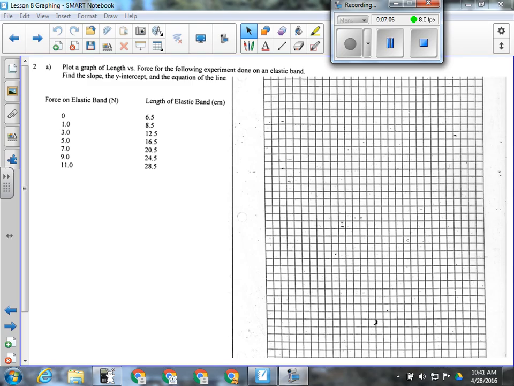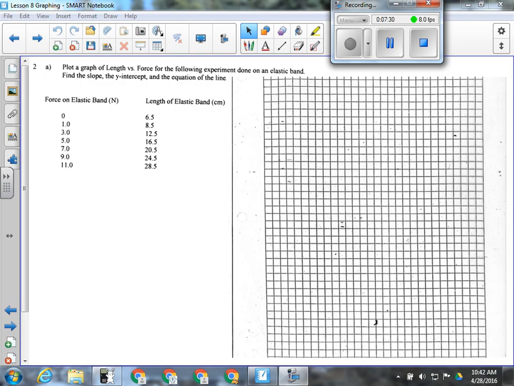Okay, so what I want you guys to do right now is build a graph of this data, remembering a couple of things. Okay, your graph needs a title, your axes both need labels with units. To pick your scale, you take the largest number that needs to fit on that axis and divide it by the number of boxes that you have to fit it in. That tells you what each box should be worth.